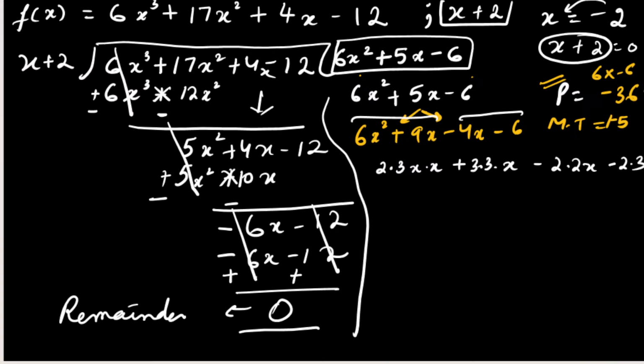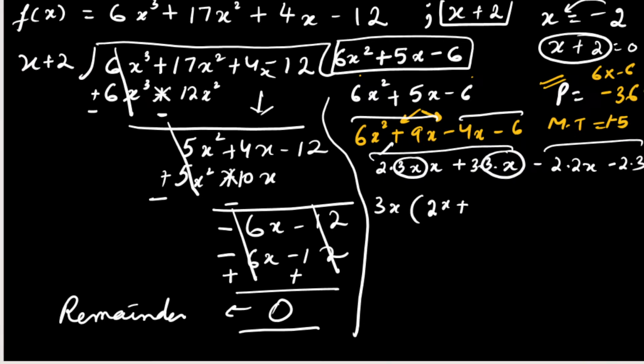6 is 2 into 3. So this is one pair, this is another pair. So the common thing is what? 3x. 3x is common, I am taking it out from the first pair. So what is left that we can write? Here 2x is left, plus here 3: 2x plus 3. Here minus is common first of all.